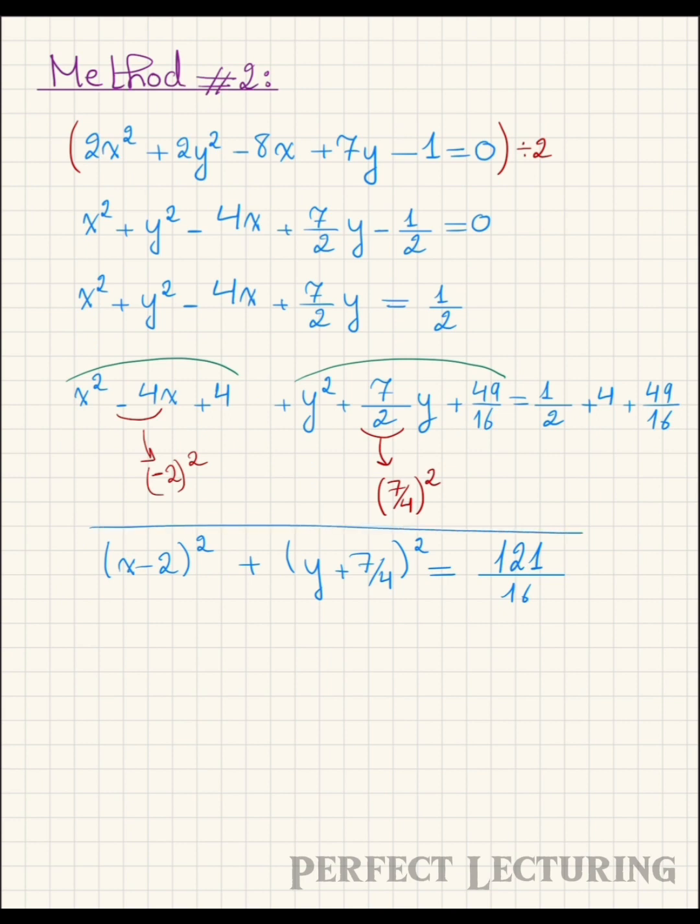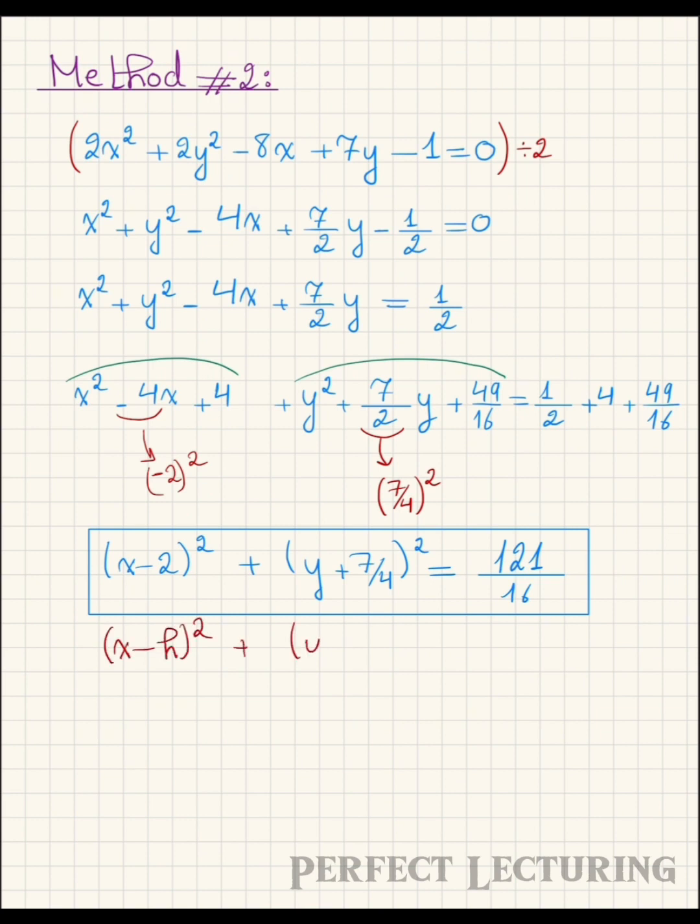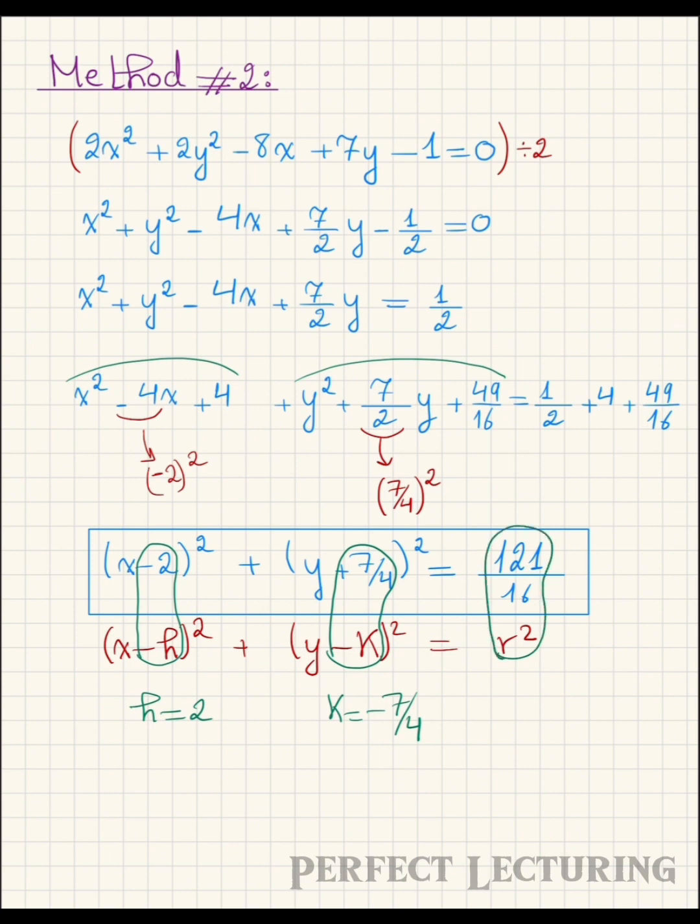And what is this? Well, this is the standard form of the equation of the circle. So if we compare it with (x minus h) squared plus (y minus k) squared is equal to r squared, we see that negative h is equal to negative 2, which means h is equal to 2. Negative k is equal to 7 over 4, which means k is equal to negative 7 over 4, and r squared is equal to 121 over 16, which means r is equal to the square root of this number, that is equal to 11 over 4.